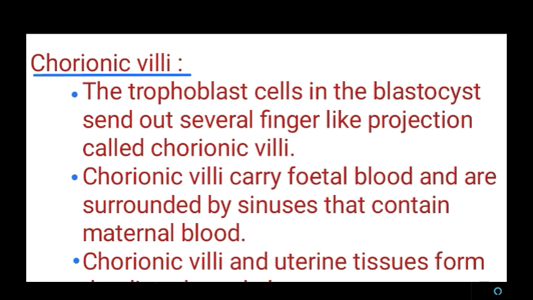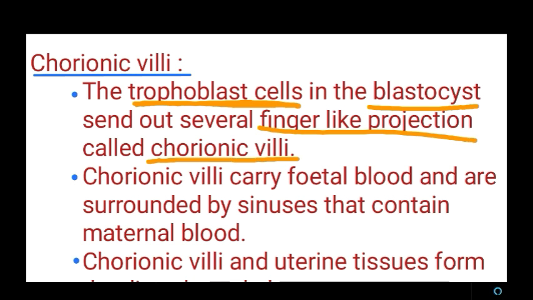We already learned about the blastocyst, whose outer flattened cells are called trophoblast cells. These trophoblast cells give out several finger-like projections. That finger-like projection is called chorionic villi. What is the function of this chorionic villi? It carries fetal blood. This chorionic villi is surrounded by sinuses, that is, cavities or spaces. This space contains the maternal blood.